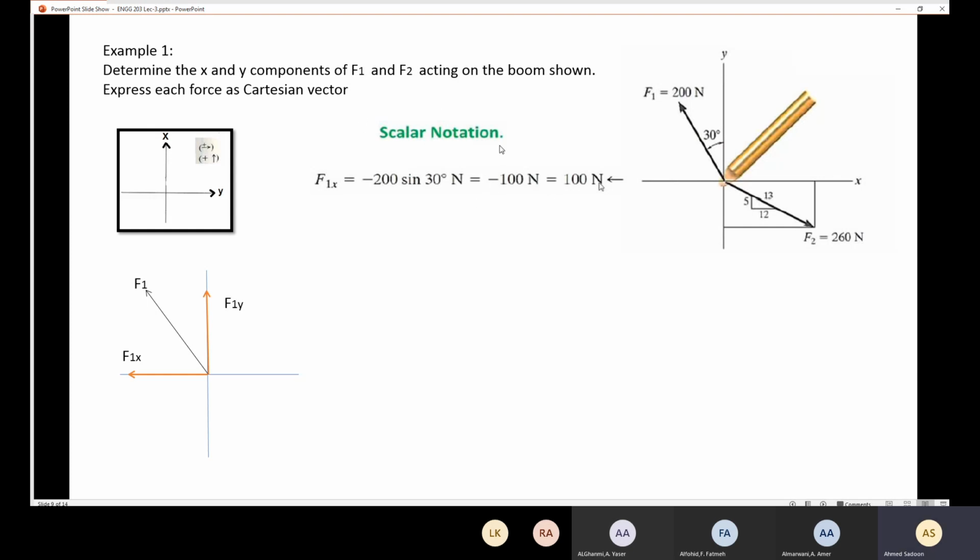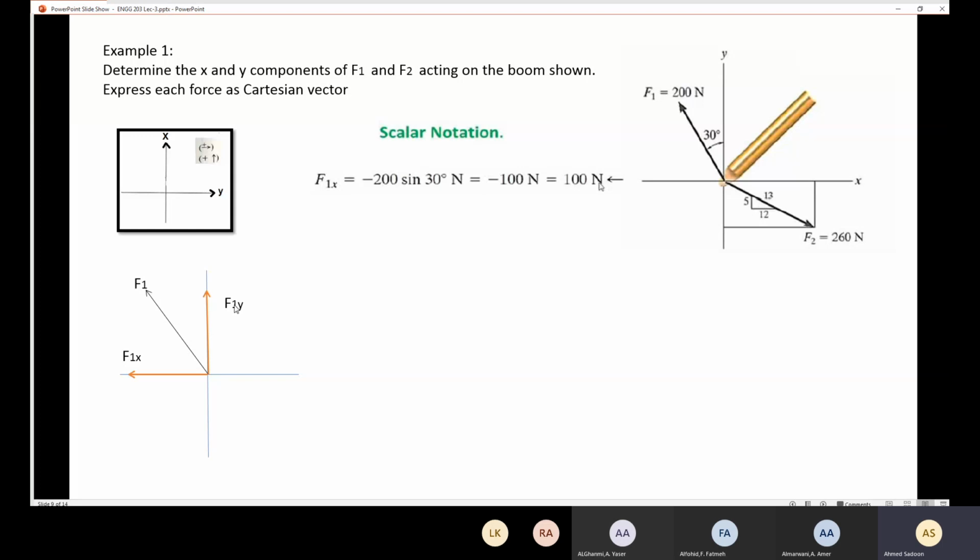And if we are going to use the scalar notation, I need to put the direction. I can take the minus out and put the direction. It means the same thing. Because here you show us the direction of the force. Here minus, it means that it's in the opposite direction. So after you put the minus, you can take it out and put it like that.